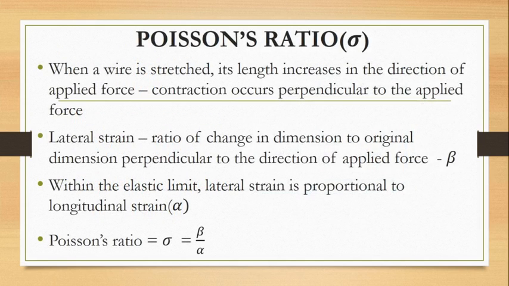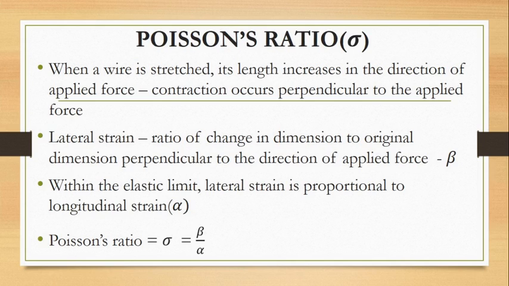Now the next topic is Poisson's ratio, denoted by sigma. What happens when a wire is stretched? What happens to its length? When a wire is stretched, its length gets increased, and that increase in length will be in the direction of applied force, isn't it? Now what happens to the diameter of that wire?